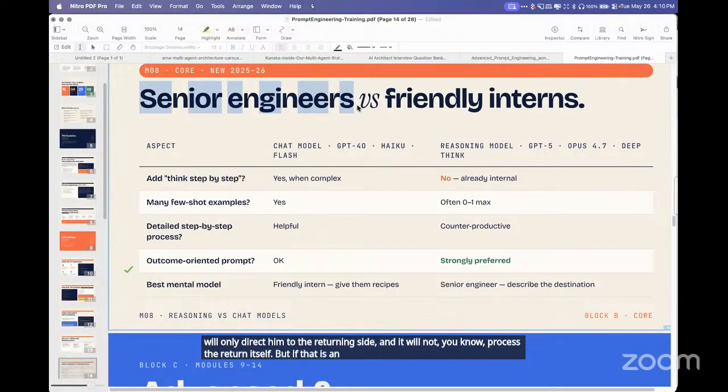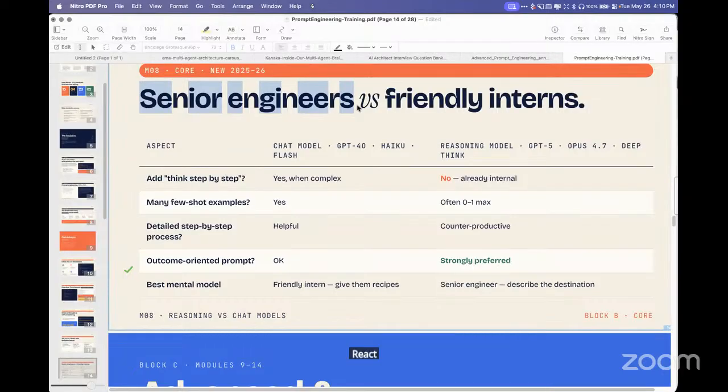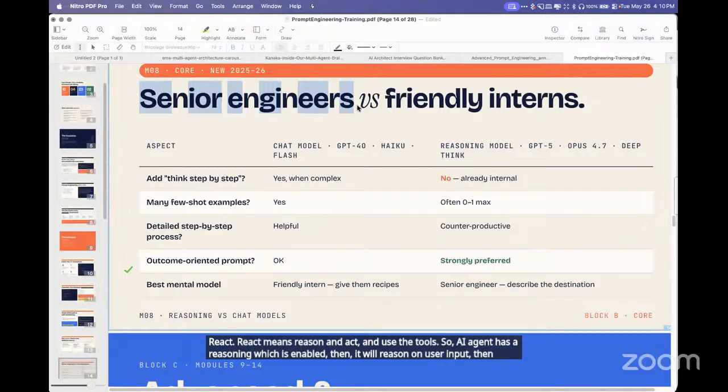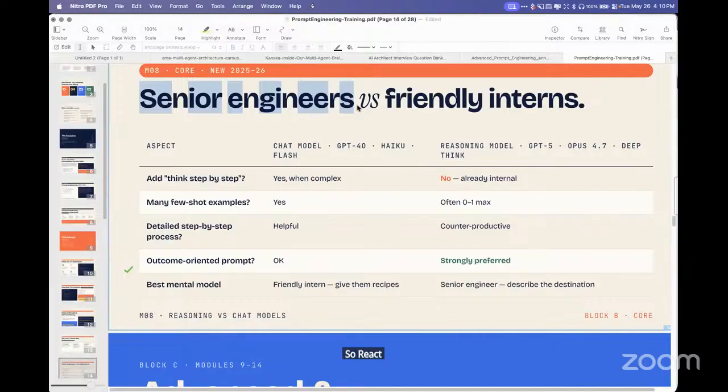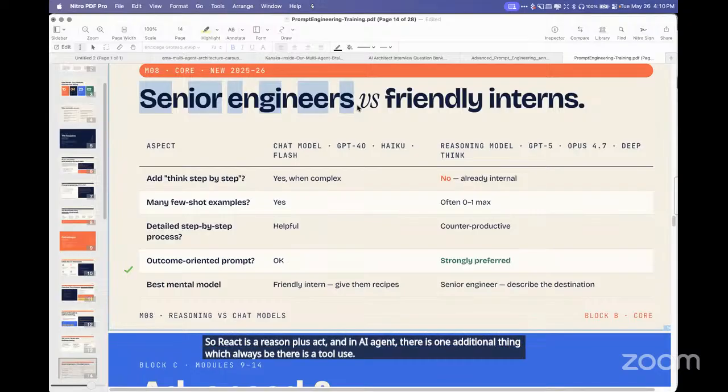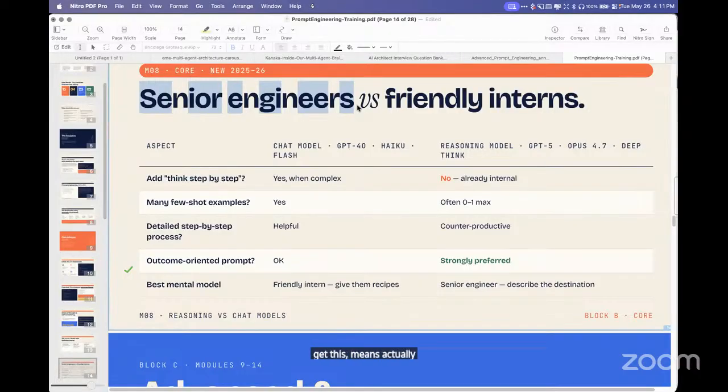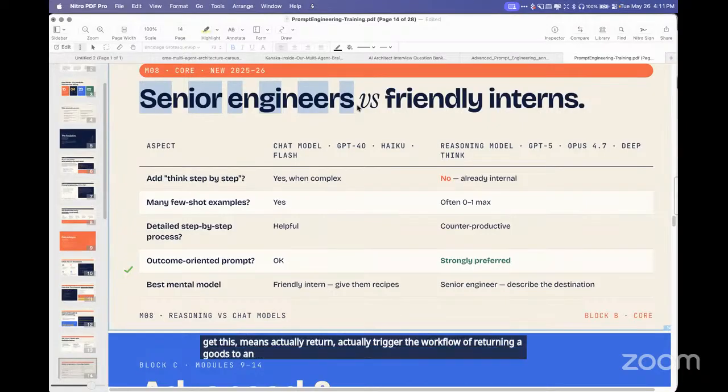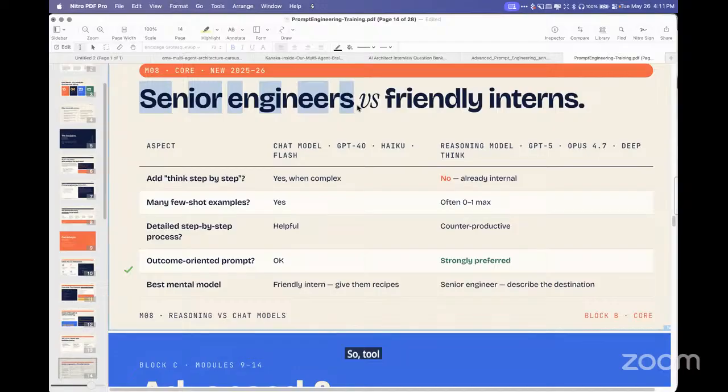But if that is an AI agent, then the AI agent's main principle is ReAct, meaning reason and act, and use the tools. So an AI agent has reasoning enabled, then it will reason on the user input, then it will take appropriate action, that means act. So ReAct is reason plus act. And in an AI agent there is one additional thing which is always there, which is tool use. So if a user wants to return something, it will call a tool which will actually trigger the workflow of returning goods on a website. So an agent always comes with reason, act and tool use. Tool use means API calls which are external to the agent.